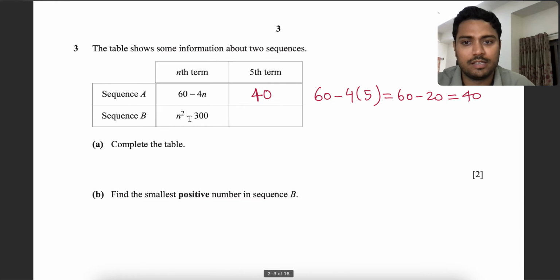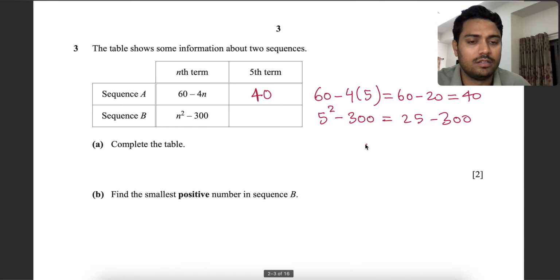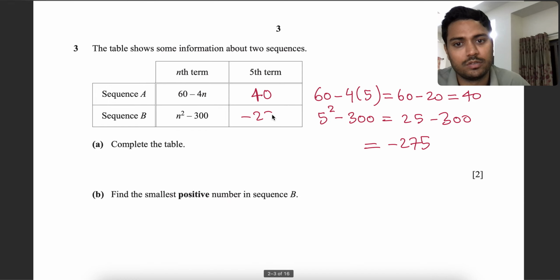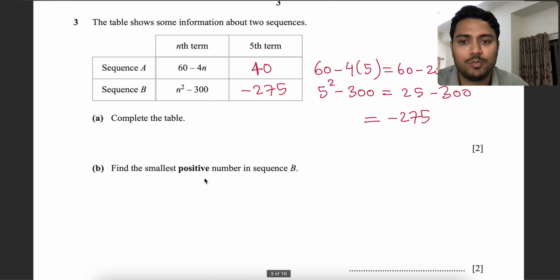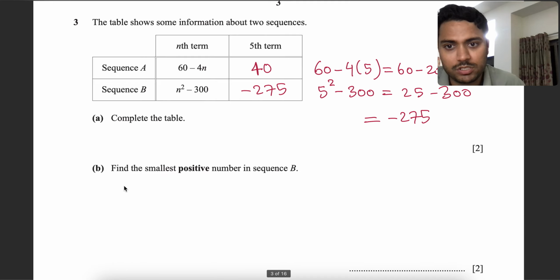Second sequence B, it says n square minus 300. So fifth term, so 5 square minus 300, it is going to be 25 minus 300, that is minus 275. So this is going to be minus 275, simple. In the second part, they are asking to find the smallest positive number in sequence B. We want the smallest positive number in sequence B.